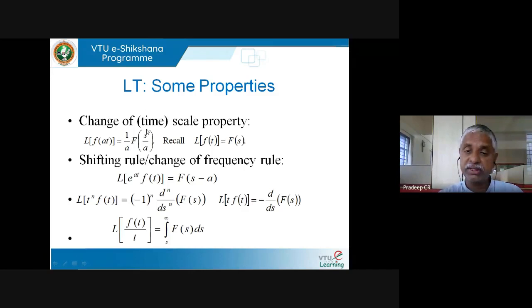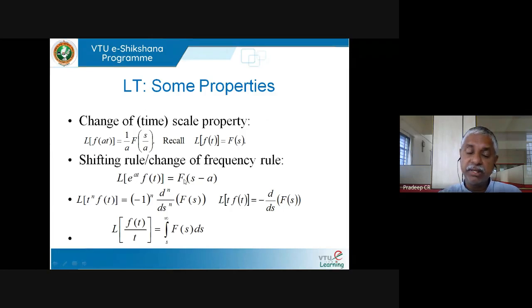Remember this notation, this is very important. It's a bit confusing at times. So L of f of t, L of small f of t is capital F of s. If you forget your name, you cannot forget this notation. Laplace of small f of t is capital F of s. And the second rule was the shifting rule or change of frequency rule, which says Laplace of e to the power at into f of t is capital F of s minus a.